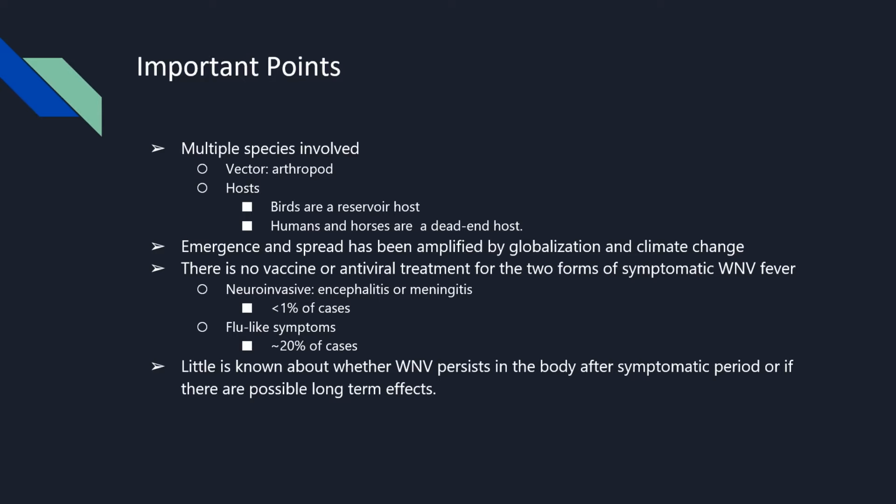As West Nile virus fever spreads in warmer, drier climates, there is no vaccine or antiviral treatment for the two forms of symptomatic West Nile virus. We see the neuroinvasive symptoms, which include encephalitis and meningitis in less than 1% of cases, and flu-like symptoms in roughly 20% of cases, which leaves nearly 80% of infections undiagnosed. And little is known as to whether West Nile virus persists in the body after symptomatic periods or possible long-term effects.